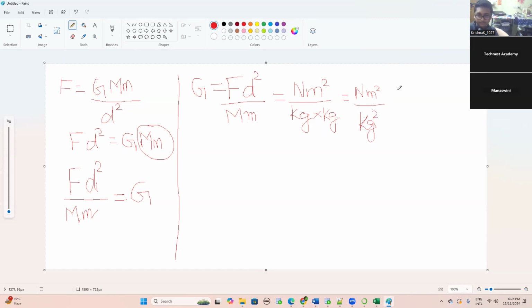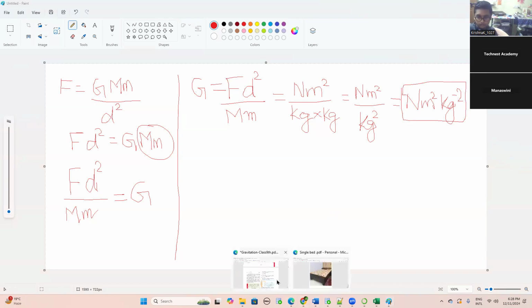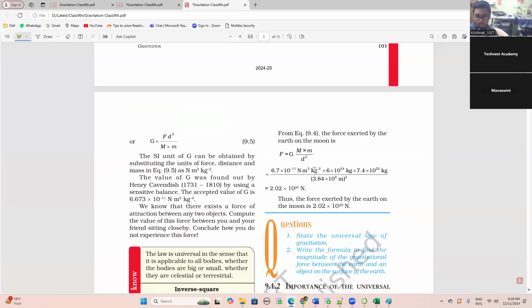So now if you move this to the numerator, what will it become? Newton meter square kg square. It will be in minus, right? How will it be square? It will be minus 2. It is a rule of mathematics. If you are moving the denominator into the numerator, the sign will change. If it is plus, it will become minus. If it is minus, it will become plus. Clear? So this is the unit of G: Newton meter square kg minus 2. So now if you check here, the unit of G is Newton meter square kg minus 2.